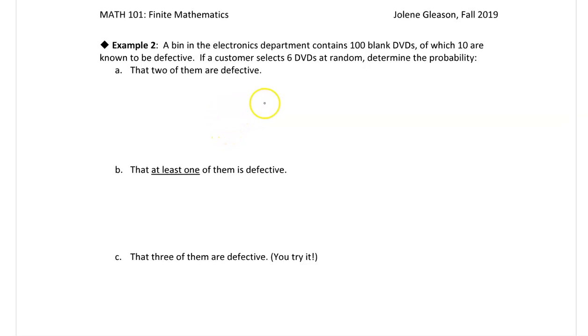All right, so first of all, every time we calculate probability, we need the number in the sample space. So how many ways are there to select 6 DVDs from 100? Well, that's just going to be 100 choose 6. I could calculate that out, but I'm not going to do that right now. I'm just going to leave it in that form.